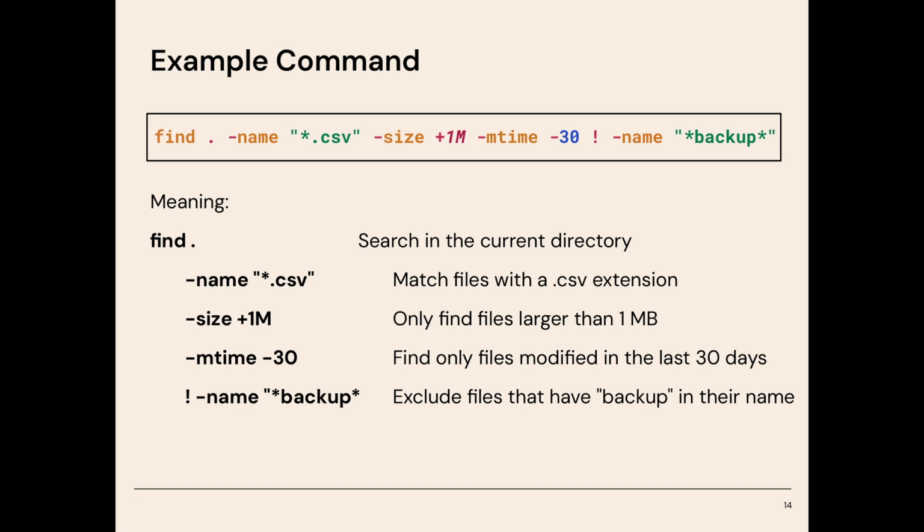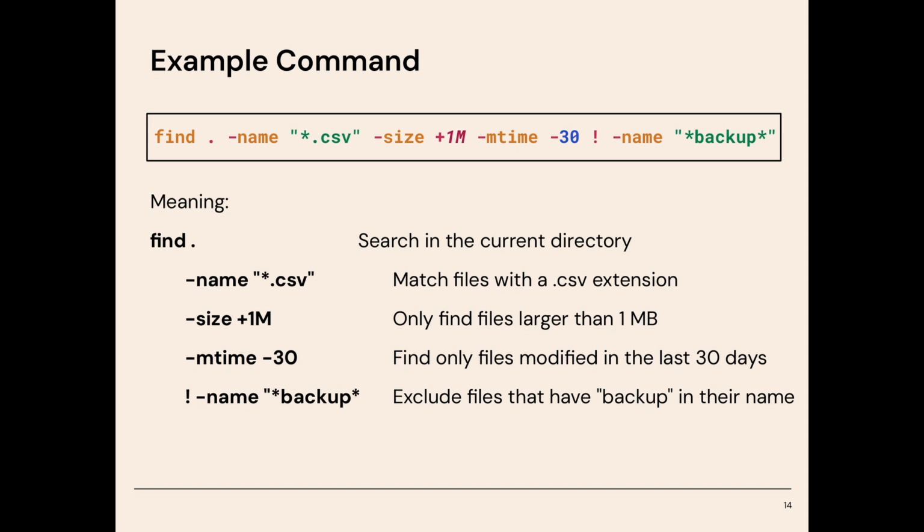Let's break it down. find is the name of the command. Dot is Unix parlance for the current directory. So find . tells the command to look in the current directory for these files. -name "*.csv" matches any file with a .csv extension. -size +1M finds files that are larger than 1 megabyte, which is a typical size for a real data set. -mtime -30 finds only files that were modified in the last 30 days. Exclamation point -name "*backup*" excludes files that have backup in their name. This may look complicated, but the more you use the terminal, the more all of these commands become second nature to you.